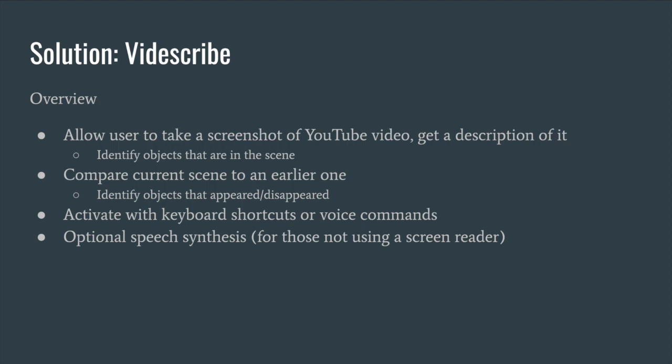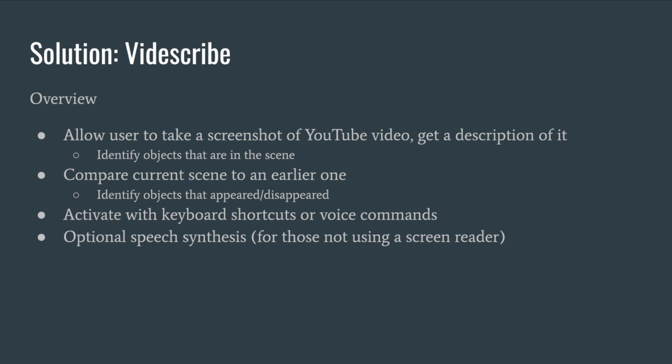And this is a pretty simple solution. It just allows the user to take a screenshot of a YouTube video and get a description of it. And given what the computer vision APIs currently do, this basically allows you to give the user a list of objects or labels that you can apply to the scene to give them a sense of what is currently on the screen. We also leverage this to provide a comparison feature to compare the current scene to an earlier one. And this allows you to basically identify objects that have appeared or disappeared between the two timestamps.